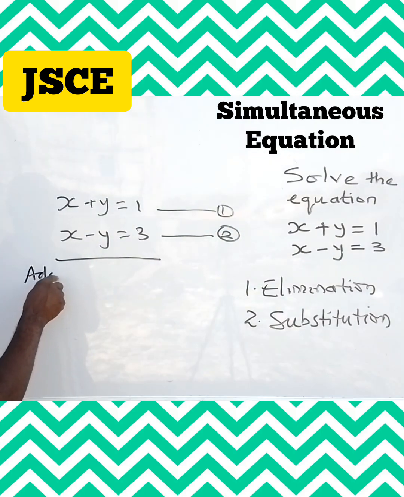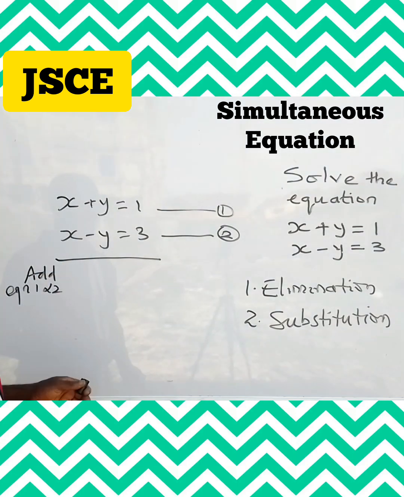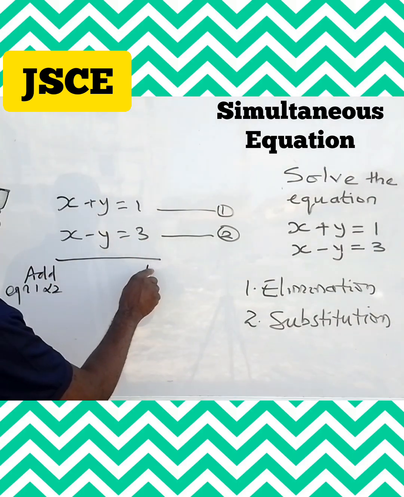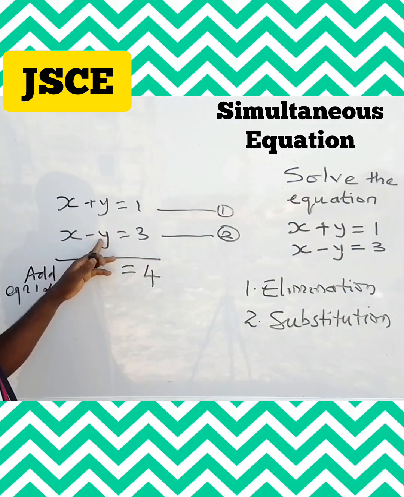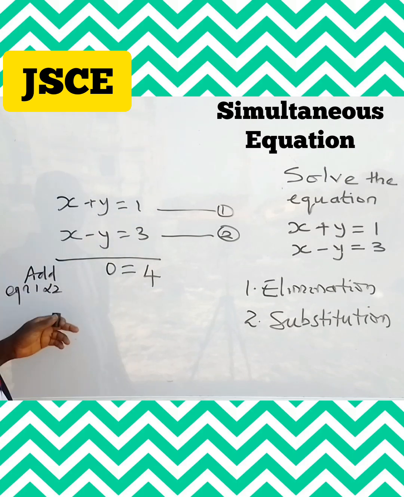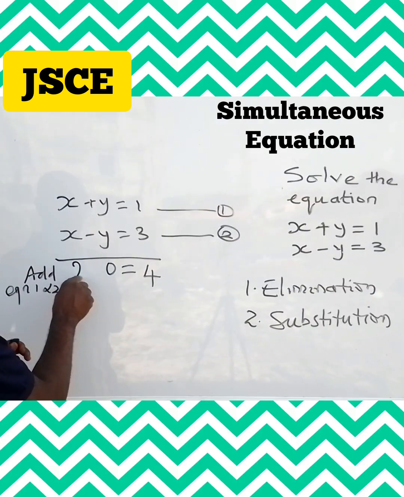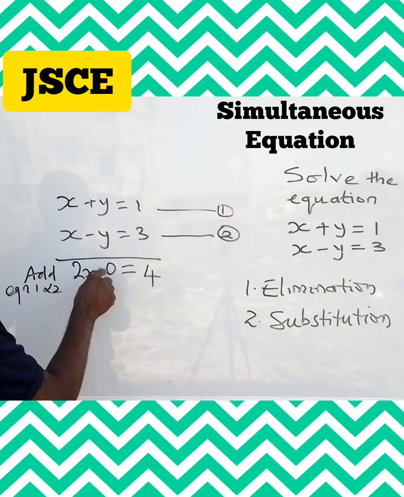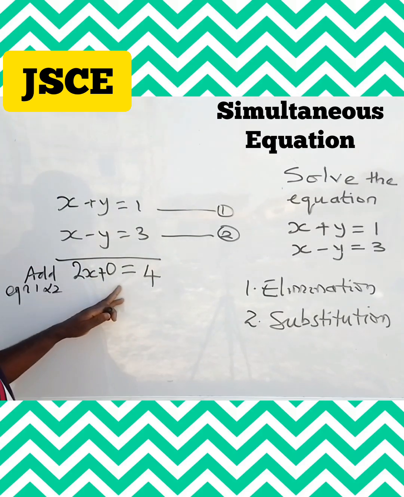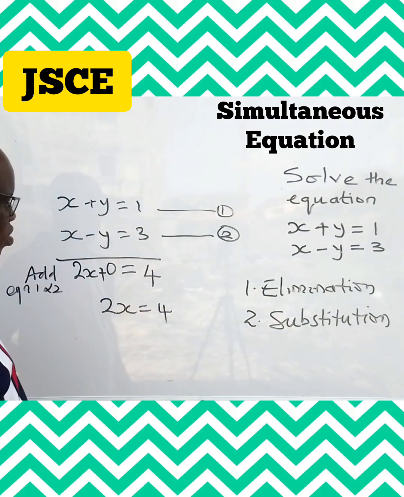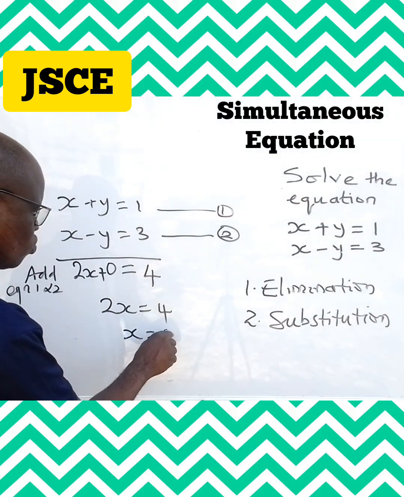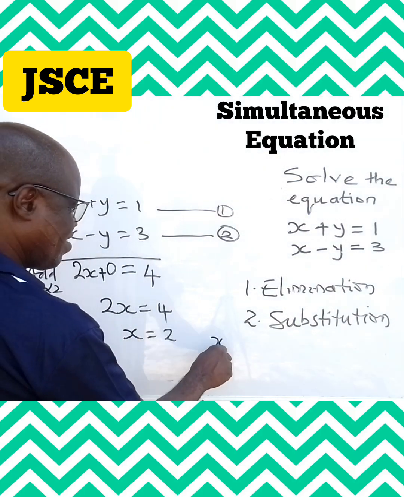Add equation 1 and 2. So 1 plus 3, 4. Minus y plus y, 0. X plus x, 2x. So this is 2x plus 0 equal to 4. So you now have 2x equal to 4. Divide both sides by 2. You have x equal to 2. So x equal to 2.